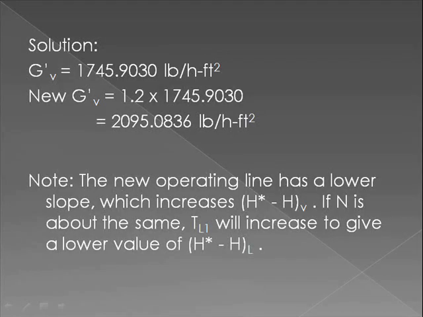For the solution, we are already given G prime V equal to 1745.9030 pounds per hour feet squared. That is from sample problem number 1. To get the new G prime V, we multiply G prime V with 1.2 and the answer would be 2095.0836 pounds per hour feet squared. Note that the new operating line has a lower slope, which increases h star minus hv. If N is about the same, TL1 will increase to give a lower value of h star minus hl.